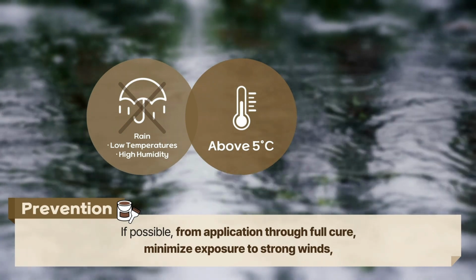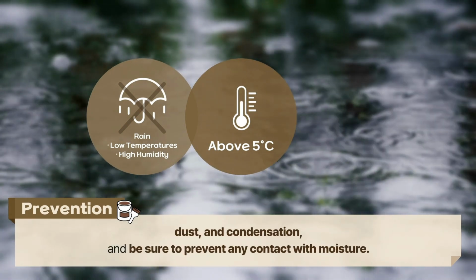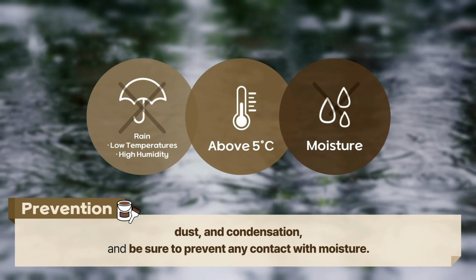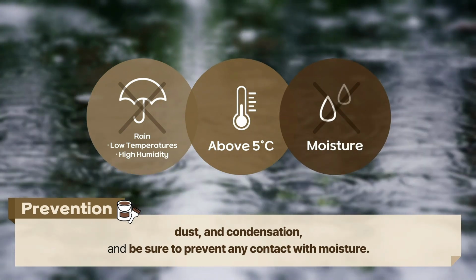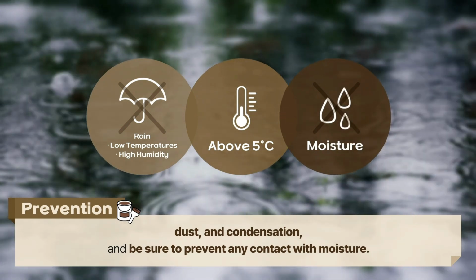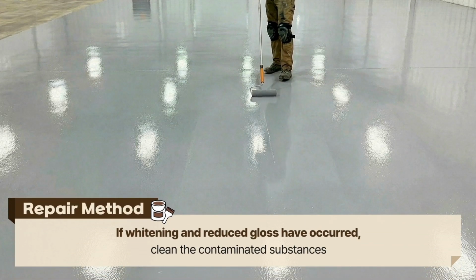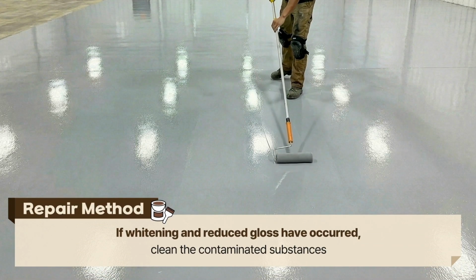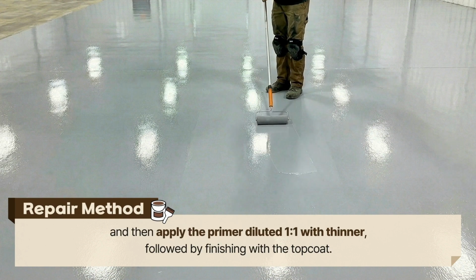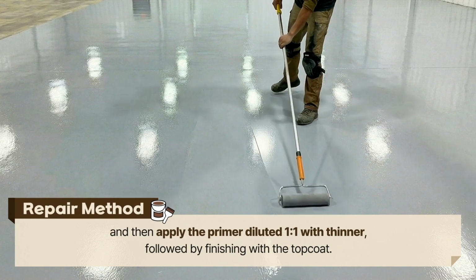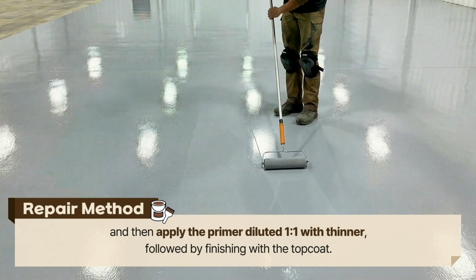If possible, avoid strong winds, dust, and condensation as much as possible until it's fully dry after work, and be careful to avoid any contact with moisture. If whitening or reduced gloss has occurred, clean the contaminated substances, then apply the primer diluted 1:1 with thinner, followed by finishing with the top coat.